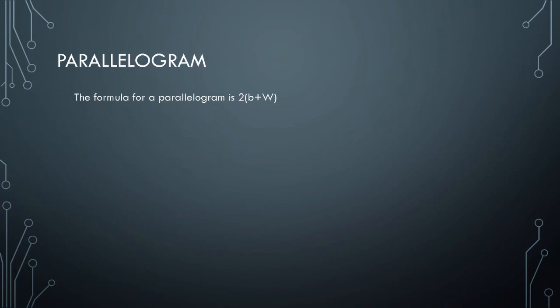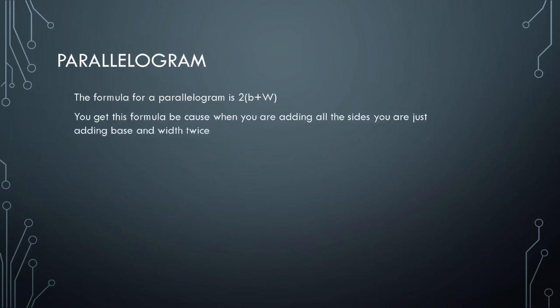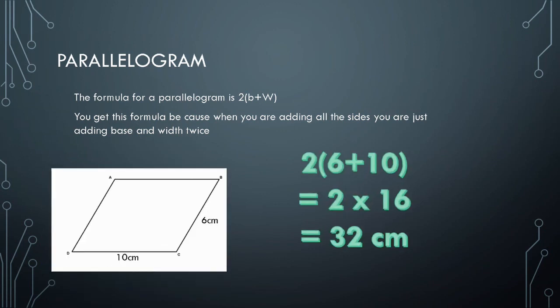To find the perimeter of a parallelogram, the formula is 2 times (base plus width). This is exactly like a rectangle, but instead of the length, it's the base. You get this formula because when you are adding all the sides, you're just adding the base and the width twice. For example, this parallelogram has a width of 6 centimeters and a base of 10 centimeters. So the perimeter would be 2 times (6 plus 10), which is 2 times 16, which is 32 centimeters.